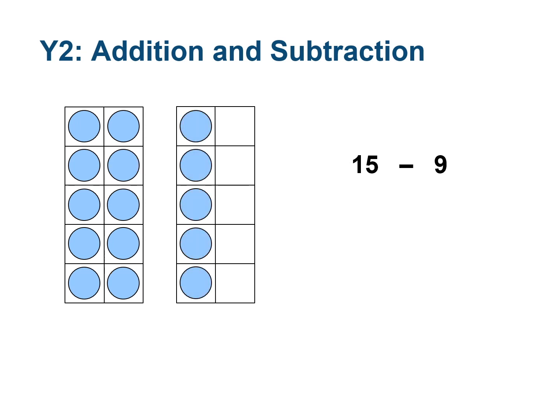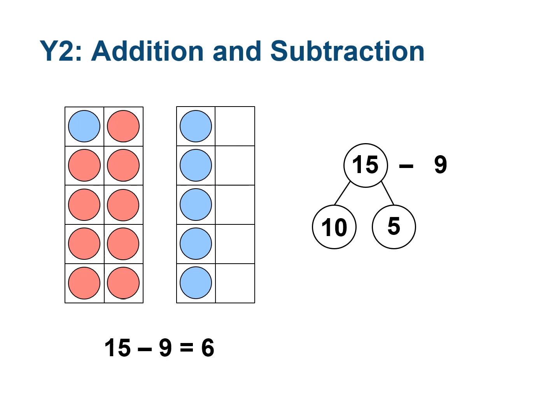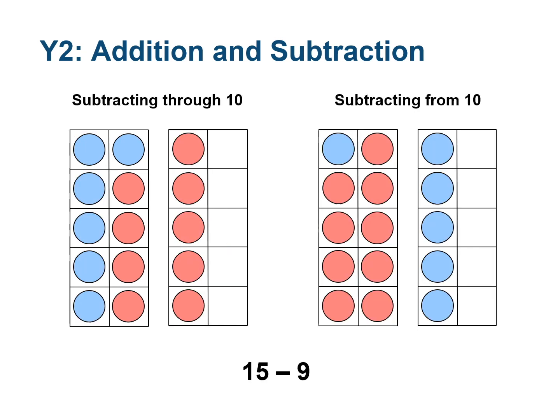In the subtracting from 10 strategy, we partition the minuend into a 10 and a 5, subtract the 9 from the 10 to leave 1, and then put the remaining 1 and 5 together to make 6. 15 minus 9 is equal to 6. So these are the 2 strategies for subtracting across 10 side by side, subtracting through 10 and subtracting from 10, and both show that 15 minus 9 is equal to 6.